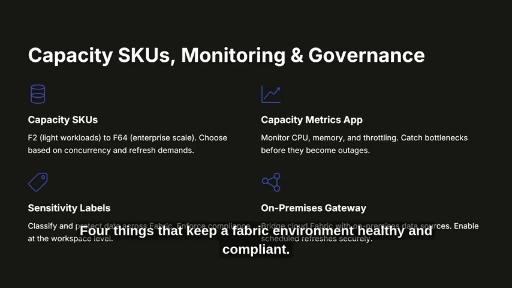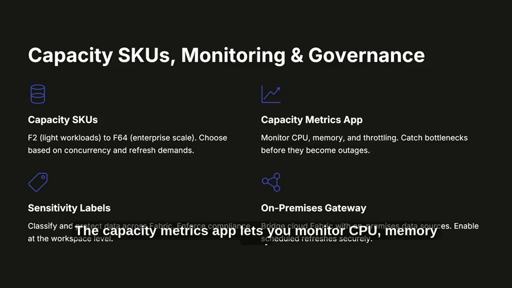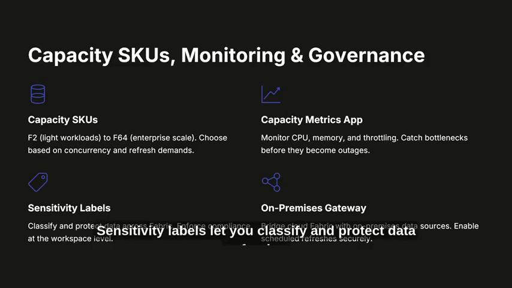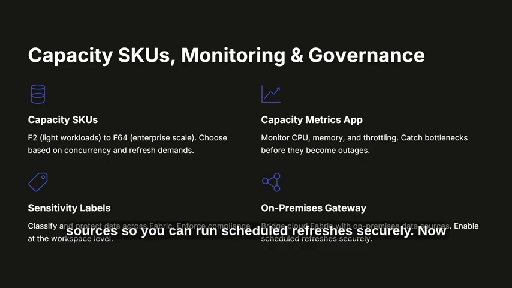4 things that keep a Fabric environment healthy and compliant. Capacity SKUs range from F2 for light workloads all the way up to F64 for enterprise scale. You choose based on concurrency and refresh demand. The capacity metrics app lets you monitor CPU, memory, and throttling so you catch bottlenecks before they become outages. Sensitivity labels let you classify and protect data, enforcing compliance at the workspace level. And the on-premises gateway bridges Cloud Fabric with your on-prem sources so you can run scheduled refreshes securely.